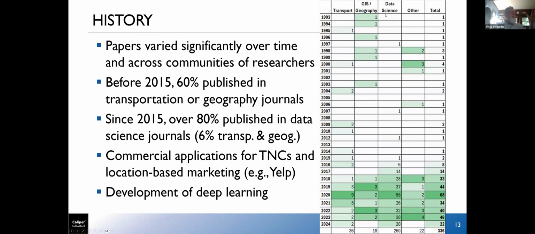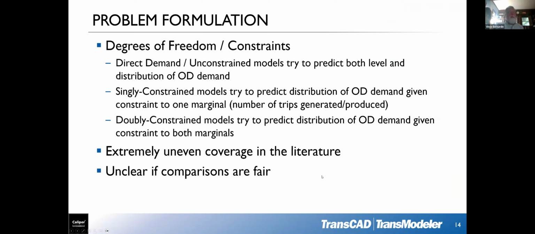This is kind of the history. As I said, there's a little bit early on, mostly in the geography literature. And then it kind of tapers off until after that Kaggle competition, when the literature just explodes. Something worth noting in passing is that one of the tricky things here is the formulation and whether these models are singly or doubly or unconstrained. This is something that I think is not being thought about, and I want to draw a little attention to, but I'll just say that quickly.